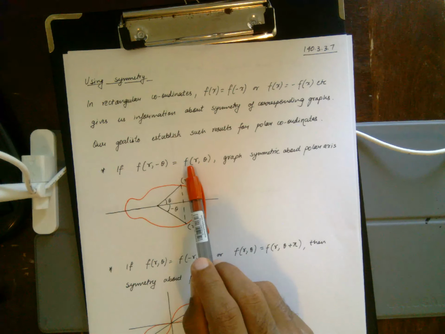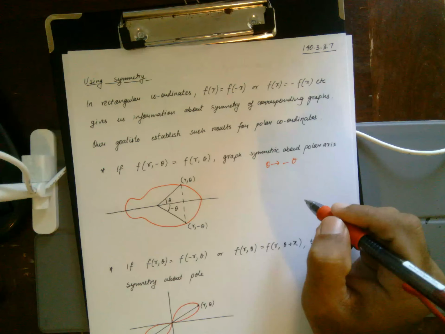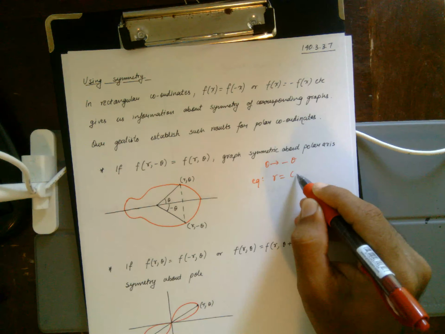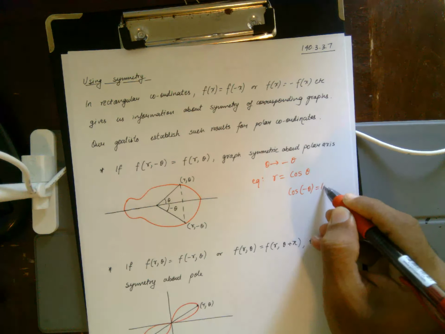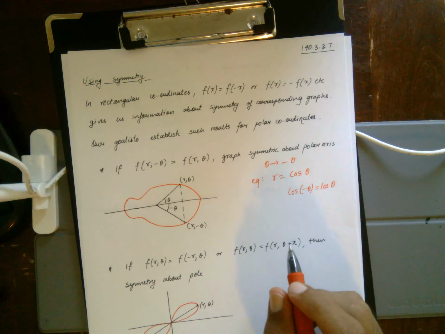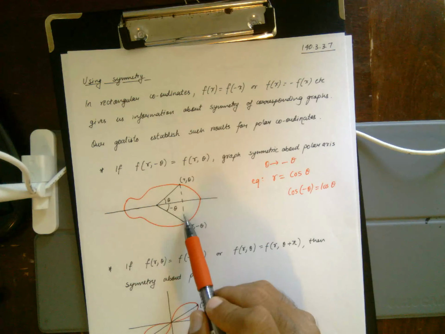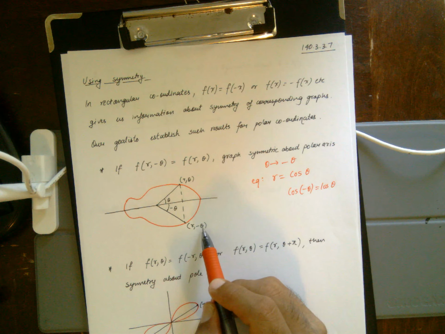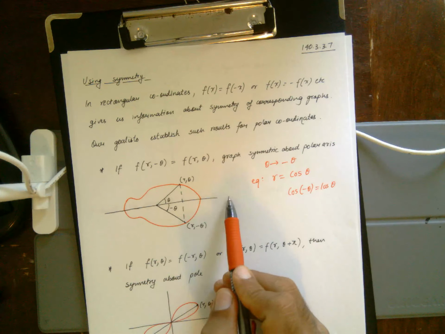First of all, you take your equation and you replace the angle by the negative angle, and if the equation is unchanged, for example, r equals cosine theta, because cosine of negative theta is the same as cosine theta, then you would have a symmetry along the polar axis, meaning for any point r theta, the point r negative theta would also be in the graph. So this would look like that. You can also think of it as symmetry along the x-axis.